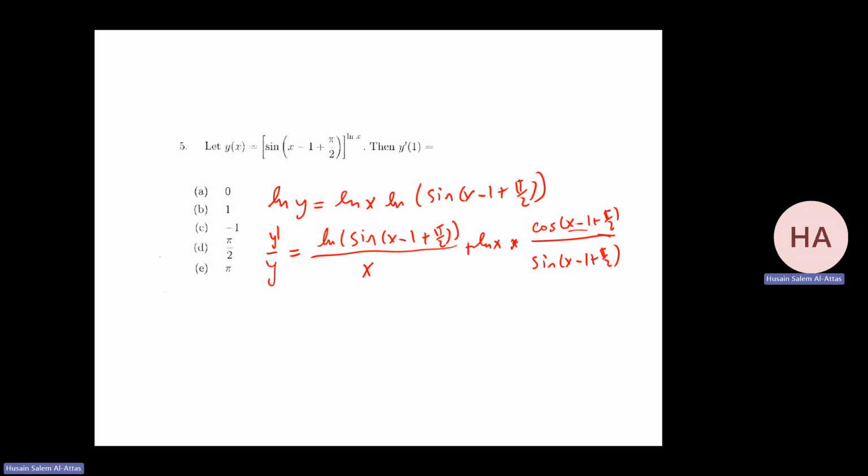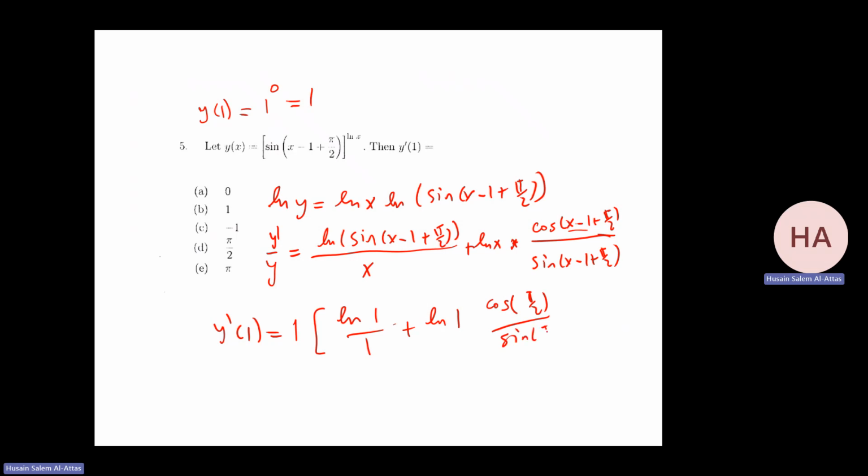So what I need to do, first I need to find y at 1. Y at 1, it will be 1 minus 1, 0, sine pi over 2, which is 1 to the power 0, which is 1. So y prime at 1 will be y at 1, which is 1, times, now we need to do this. Then 1 minus 1, 0, sine pi over 2, ln 1 over 1, plus ln 1 cosine pi over 2 over sine pi over 2. Yeah, like before, that will be 0 plus 0, which is 0. So this is the answer.